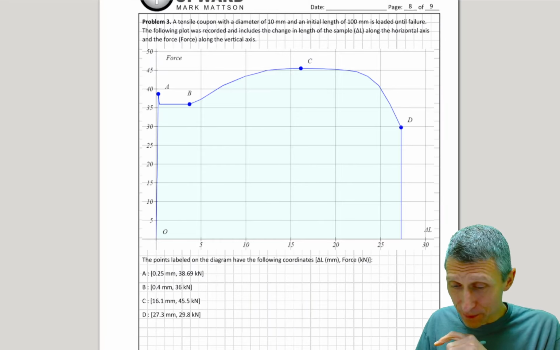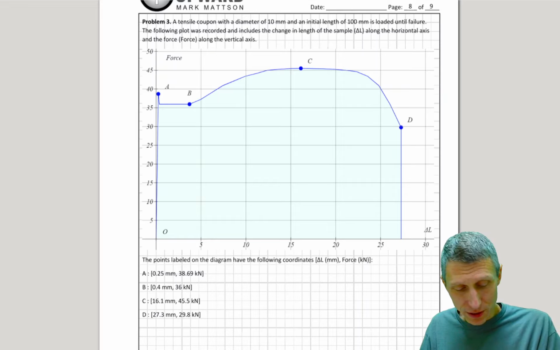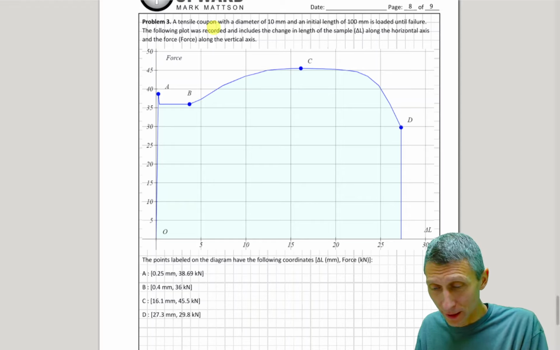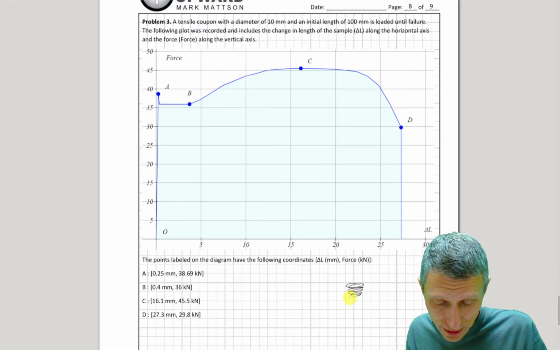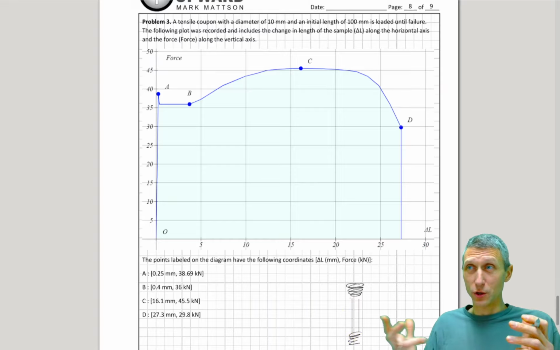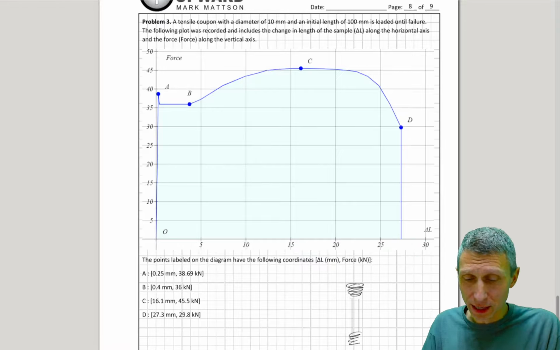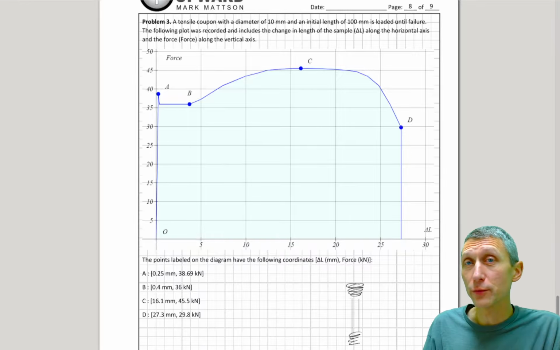So this is one of those things where earlier in this playlist we took a look at a tensile coupon. I don't know if you remember that, but it's just a coupon where you pull up and down on it with a big load press, and you get this curve, right? This curve is a typical force elongation.